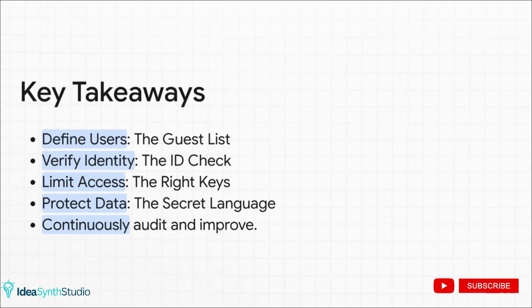First, define your users with a solid guest list, because you can't protect what you haven't defined. Second, verify everyone's identity with a tough ID check to keep imposters out. Third, limit their access with the right keys, so a guest can't just wander into the owner's office. Fourth, protect all your data with a secret language to stop anyone from listening in. And finally, and this is the most important one, remember that security is never, ever finished. You have to always be auditing and improving.